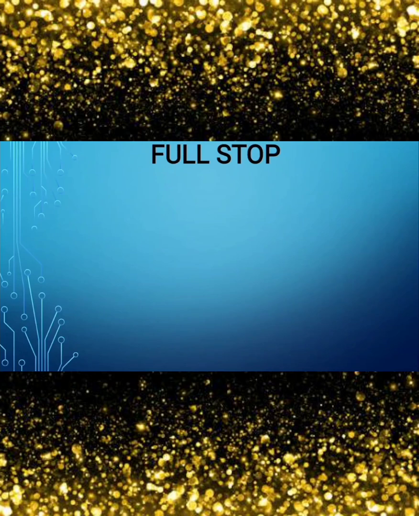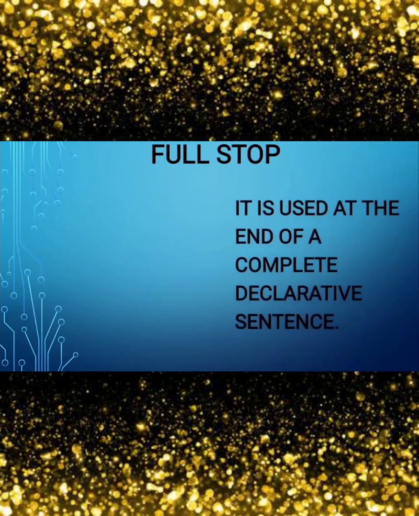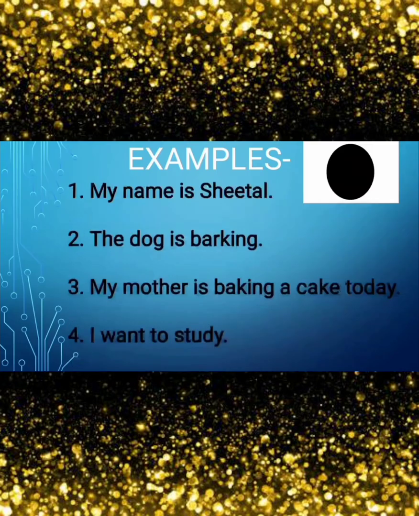Full stop is the most common punctuation in English. It is used at the end of a complete declarative sentence. So when is full stop used? At the end of a sentence, that is, complete declarative sentences. Let's see some examples. My name is Sheetal. The dog is barking. My mother is baking a cake today. I want to study. All these are complete declarative sentences.